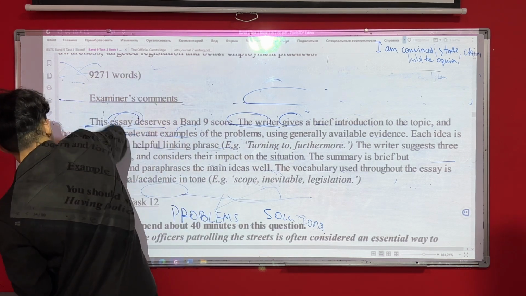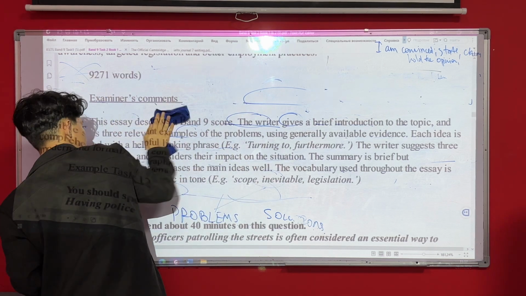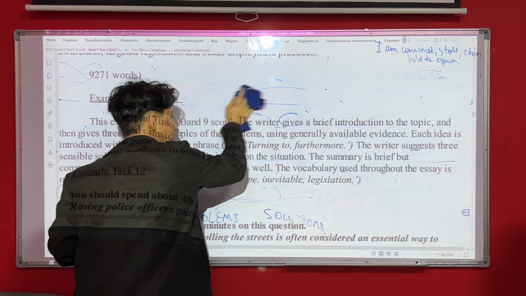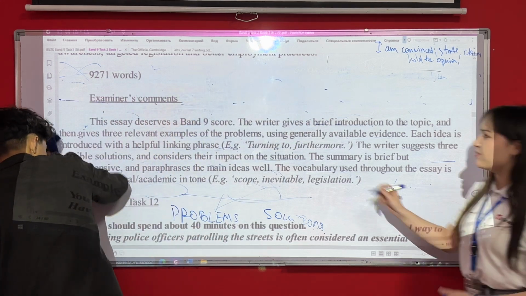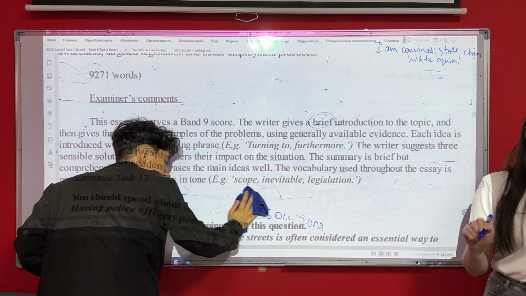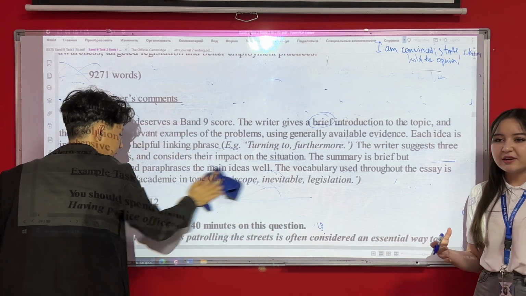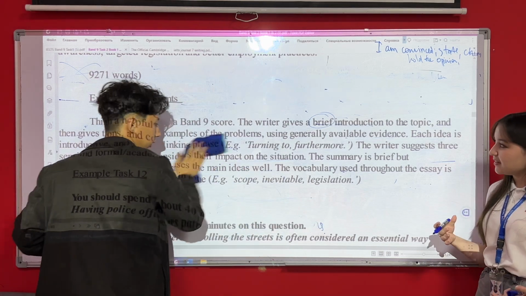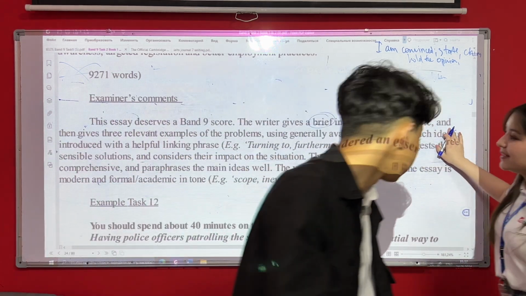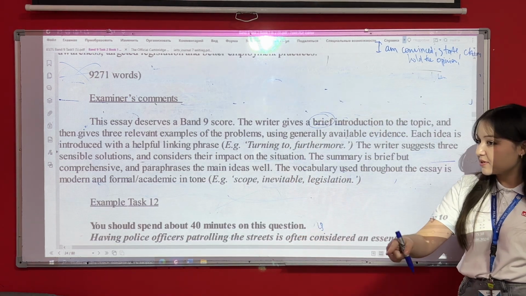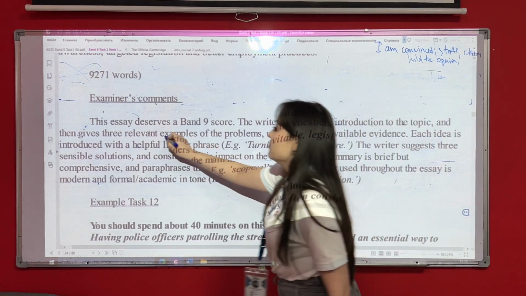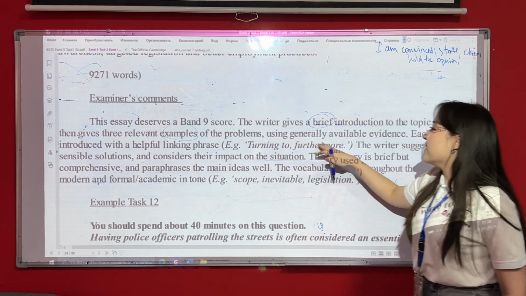This essay deserves a band 9 score. What does deserves mean? It deserves a nine, right? Why? The writer gives a brief introduction. What does brief introduction mean? What does brief mean? Short. A short introduction to the topic, and then gives three relevant examples of the problem. So, examples. There are examples of the problems using generally available evidence.